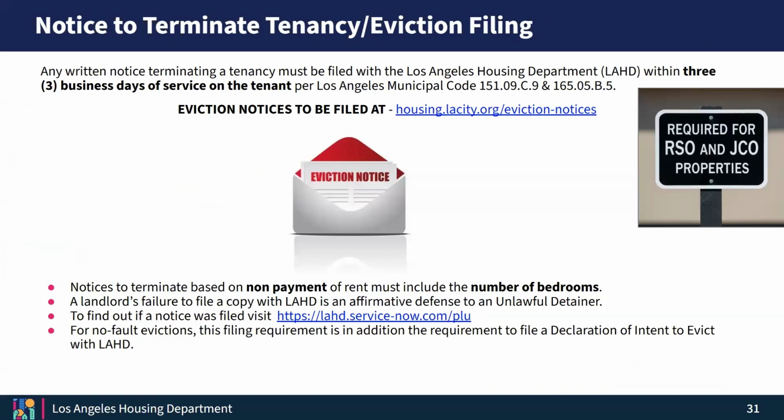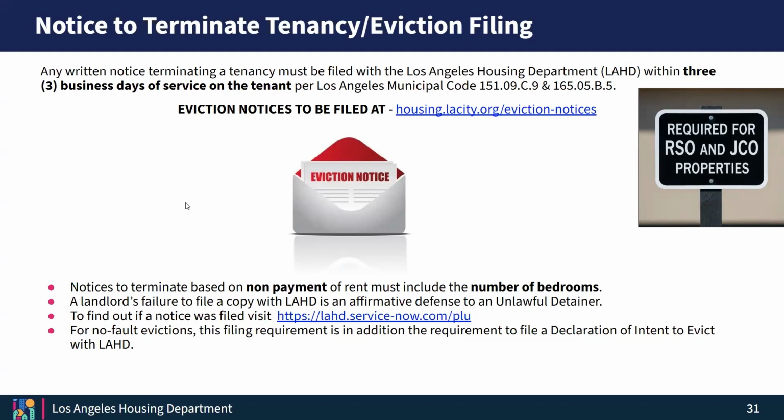So, notice to terminate tenancy eviction filing. Any written notice terminating a tenancy must be filed with the Los Angeles Housing Department within 3 business days of service on the tenant, per the Los Angeles Municipal Code section 151.09, and the eviction notice is to be filed at housing.lacity.org/eviction-notices. This is for the landlords to file, not for the tenants to file. Notices to terminate based on non-payment of rent must include the number of bedrooms.